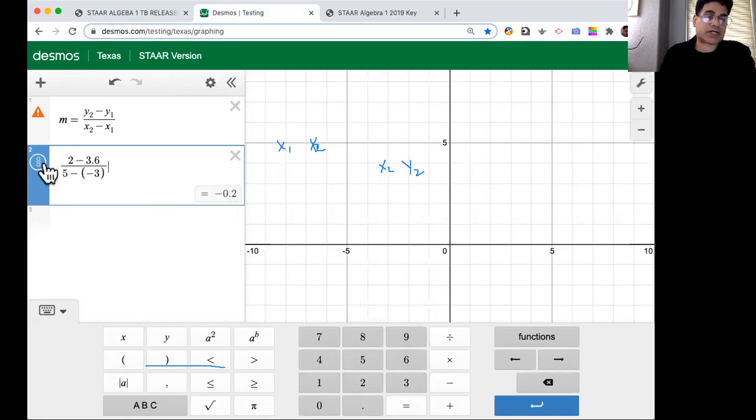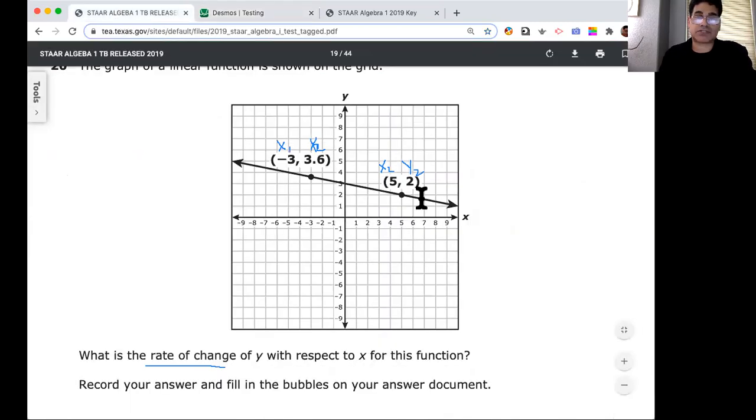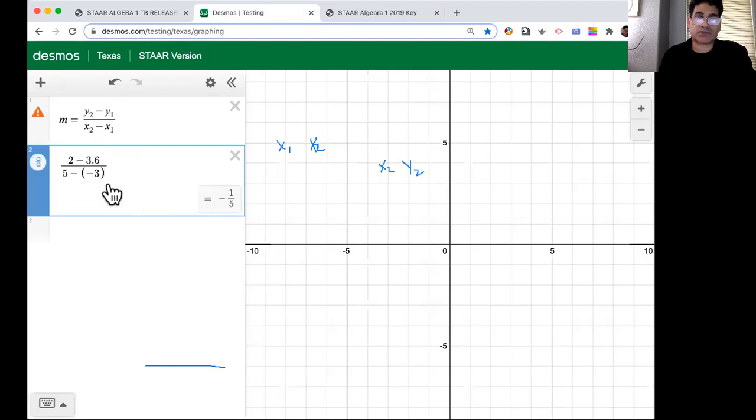Now watch when you click on here, we can actually turn that into a fraction. So which one of our answers looks like that, negative 1.5? And we want to double check to make sure. 2 minus 3.6, 5 minus a minus 3. Just double checking 2 minus a 3.6, 5 minus a minus 3. Let Desmos do the math.